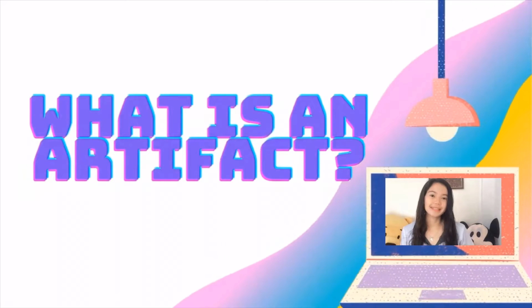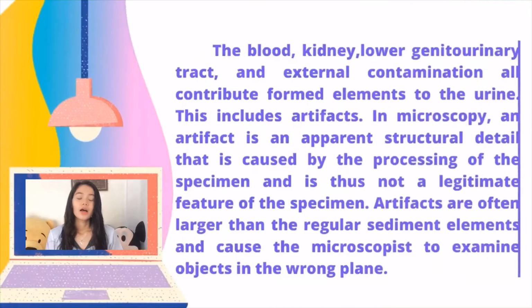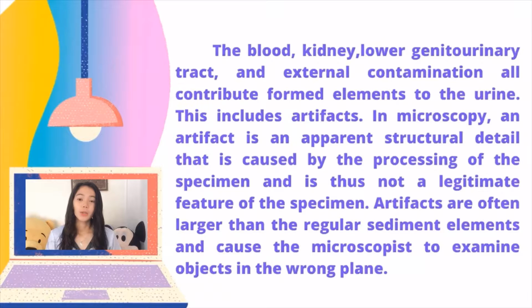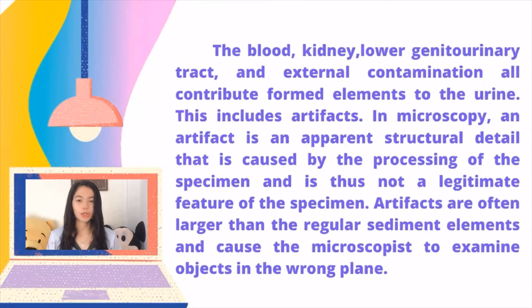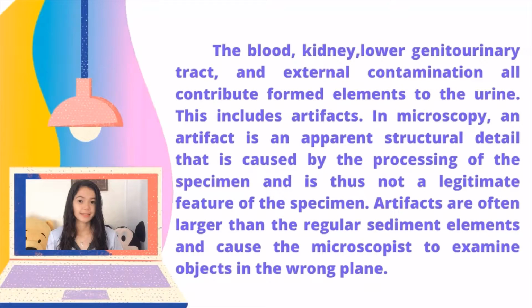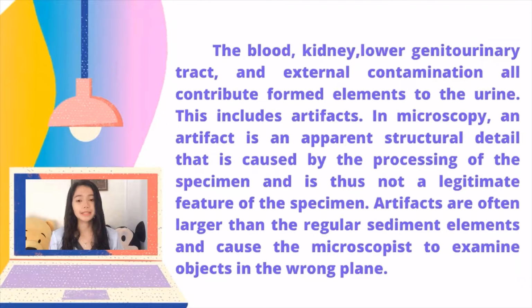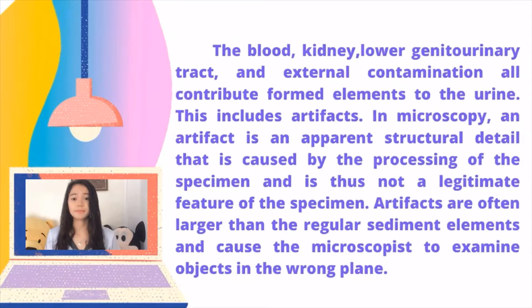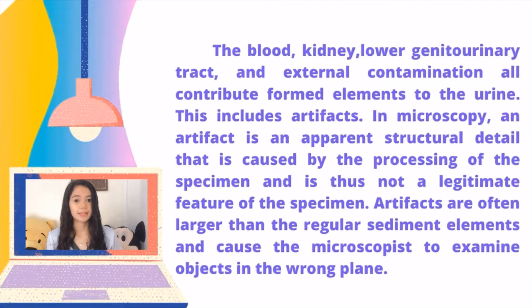So what exactly is an artifact? The blood, kidney, lower genitourinary tract, and external contamination all contribute formed elements to the urine. This includes artifacts. In microscopy, an artifact is an apparent structural detail that is caused by the processing of the specimen and is thus not a legitimate feature of the specimen.